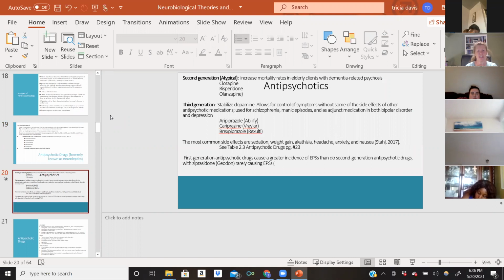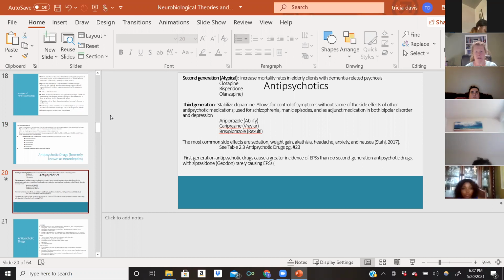Our second generation antipsychotics are also called atypical. These will increase mortality rates in elderly clients with dementia-related psychosis. So you have to be very, very careful which patients you use these second generation medications in. This is going to be your clozapine, your risperidone, and your olanzapine.